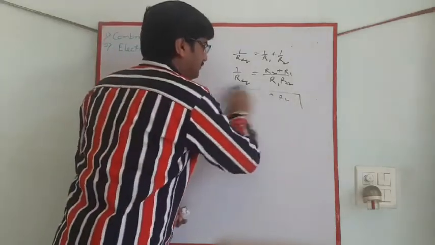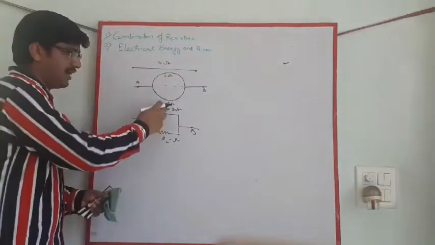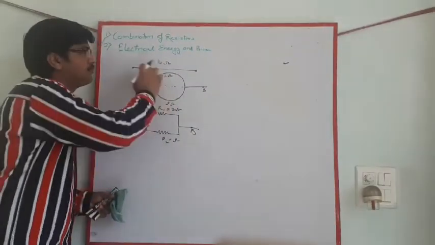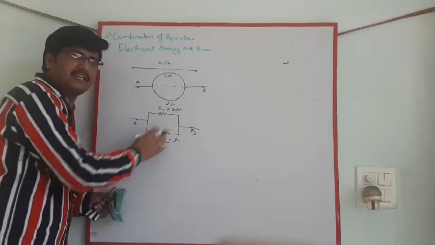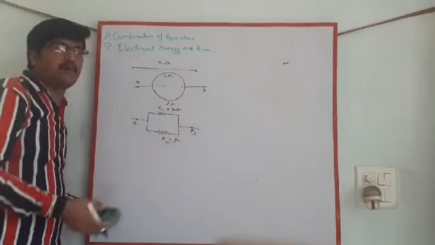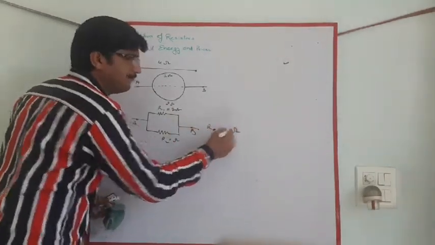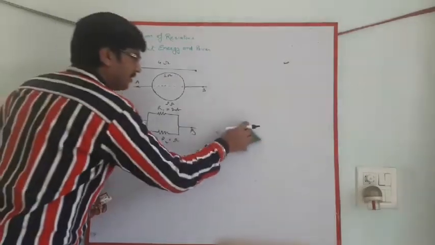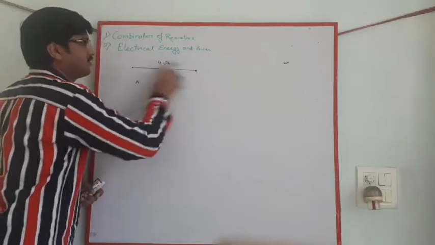The next question, if you got this, let's do the next question. In parallel, 4 ohm total resistance, 2 above and 2 below. The parallel combination of 2 and 2 is 1 by 2 plus 1 by 2, it becomes 2 by 2, that means 1, the reciprocal of 1 is 1, so the net resistance R equivalent is equal to 1 ohm. So come to the second problem. Let's see one more problem we'll discuss here, then move to the next topic.